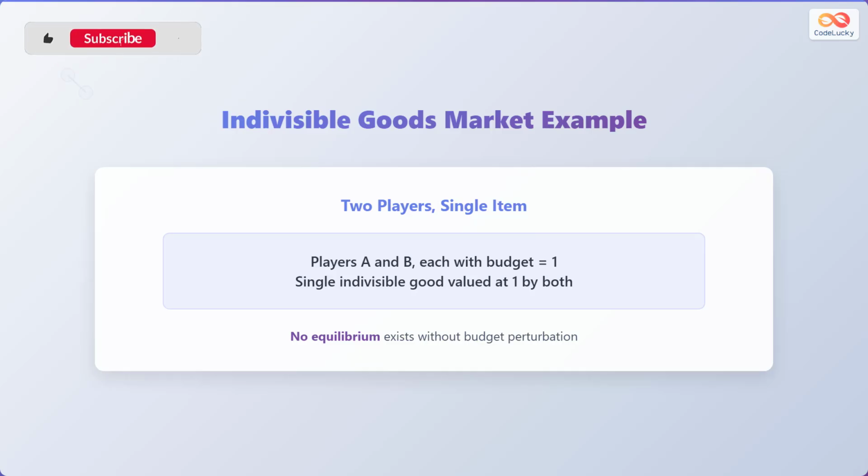Let's illustrate the concept with an example of an indivisible goods market. Consider a scenario with two players, A and B, each having a budget of 1. There is a single indivisible good valued at 1 by both players. In this scenario, no equilibrium exists without budget perturbation. This example highlights the challenges in achieving equilibrium in markets with indivisible goods and the need for mechanisms like budget perturbations to ensure fair allocation.